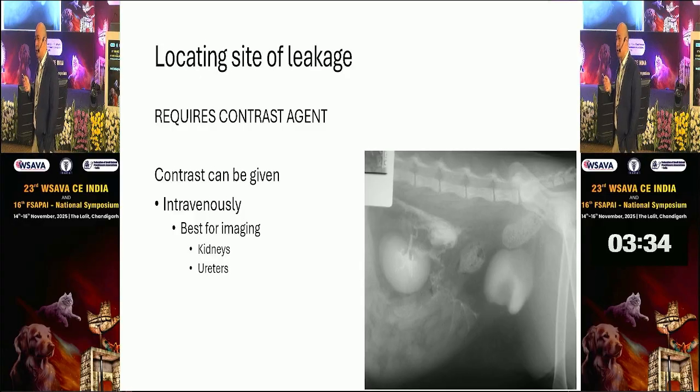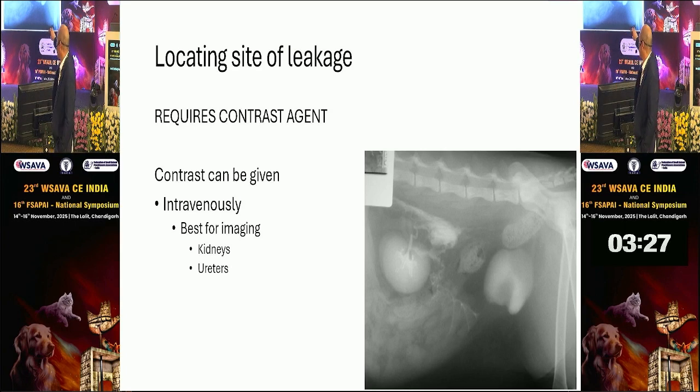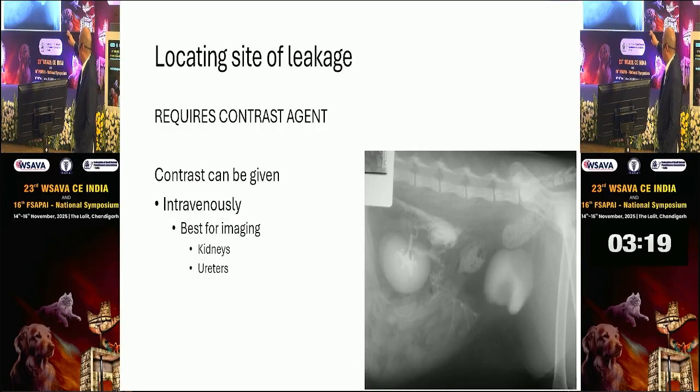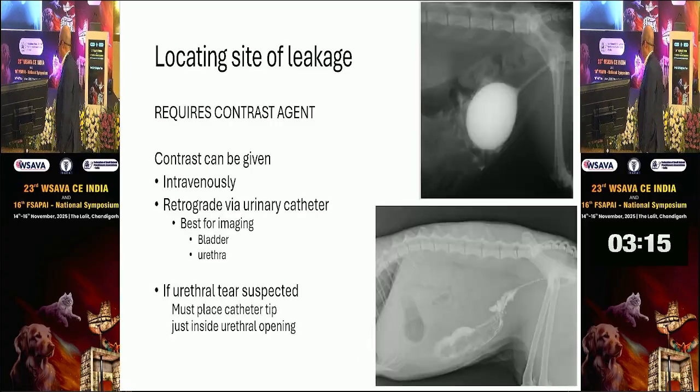To determine where it's occurred, you're going to need some form of contrast study. If you think it's proximal, then an excretory urogram, so giving intravenous contrast agents that are then excreted through the kidneys, so you want to make sure kidney function is appropriate. This is best for imaging if there's any damage to the kidneys or the ureters.